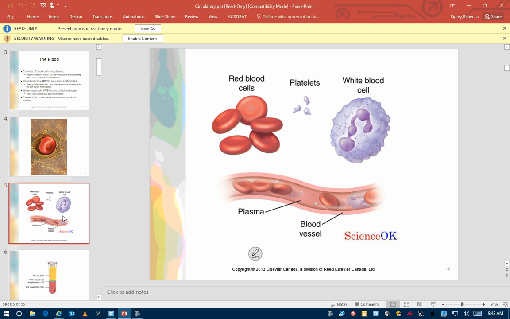So there's a representation of size and what they look like. So your red blood cells are a little bit flat looking, kind of disc shaped. Yes, they do kind of look like cough drops. Yeah, so they're a little bit flatter and disc-like.